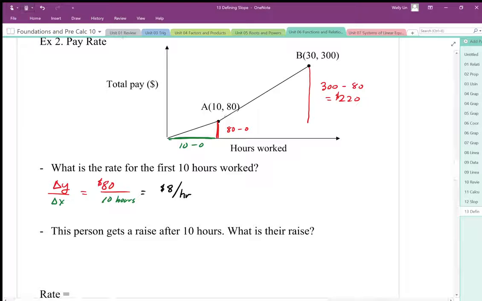The time frame of that is, so they ended at 30 hours. They started at 10 hours. So the change was 20 hours. So they earned the $220 over 20 hours.